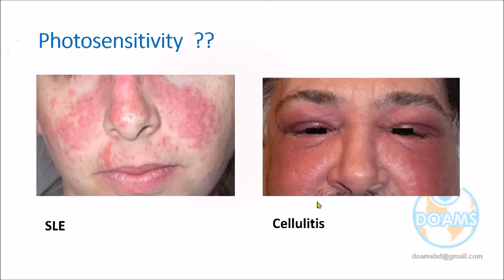So in this situation, we picked up a picture of a patient with a diagnosis of cellulitis. You see a bilateral lesion. It is an extensive cellulitis, but this is not cellulitis. This is a malar photosensitive rash.